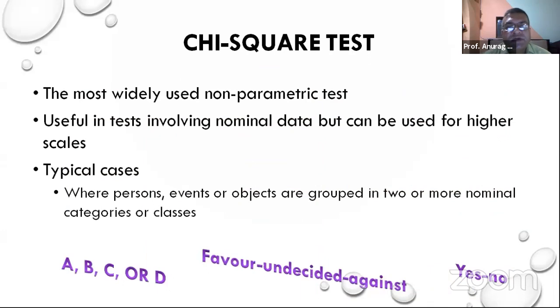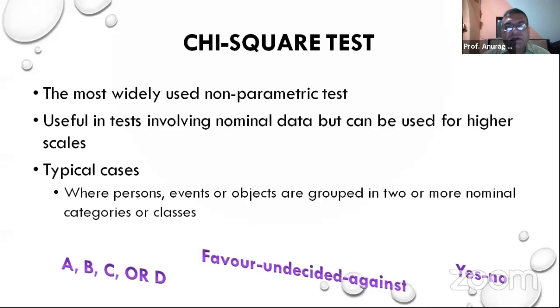So chi-square test is the most widely used non-parametric test. It is a useful test involving nominal data, but can be used for higher scales also. Typical cases are when persons, events, or objects are grouped in two or more nominal categories or classes. I've given you examples: A, B, C, D, favor, undecided, against, yes, no.